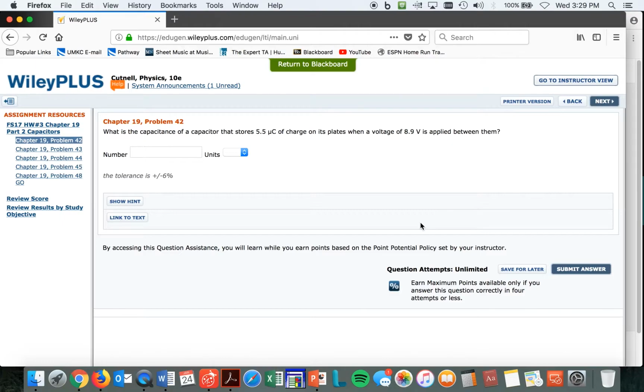What is the capacitance of a capacitor that stores 5.5 times 10 to the negative 6? Now, be careful with this micro stuff. Voltage 8.9. Piece of cake, because you know Q is equal to CV. Shoot, they gave you Q and they gave you V. You got to be careful, because just looking at it you go, oh, the C must be the capacitance when you're new to this. No, that's your charge Q.